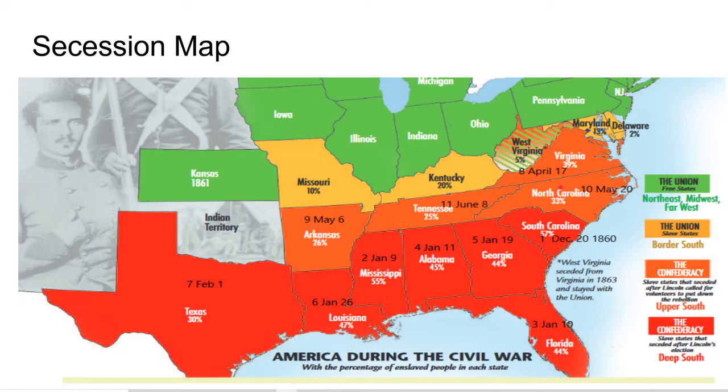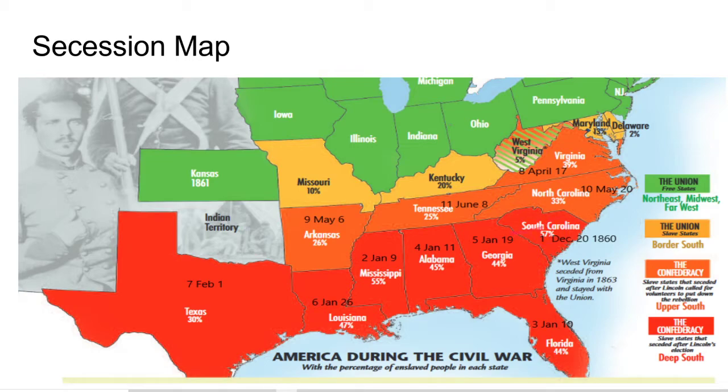And you can see here we have the states. The first states that join are these red states down here: Texas, Louisiana, Mississippi, Alabama, Georgia, South Carolina, and Florida. And then the 4 states that join up after Lincoln calls for troops: North Carolina, Virginia, Tennessee, and Arkansas. Now, if we go in order, I want you to start seeing, because on this map you can see the percentage of slaves in each state.